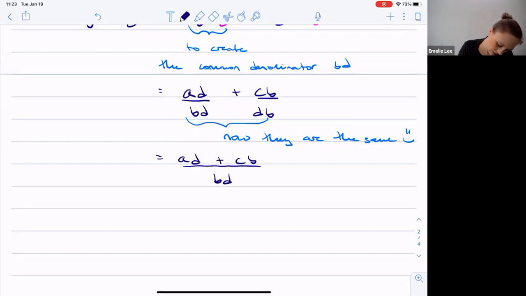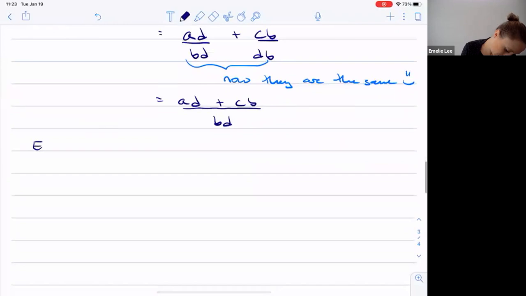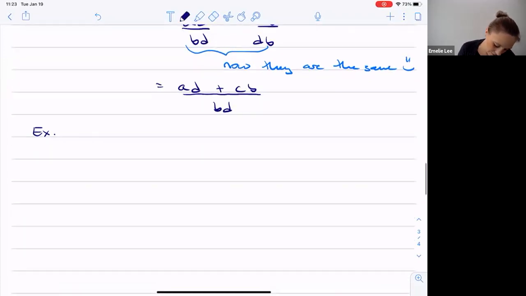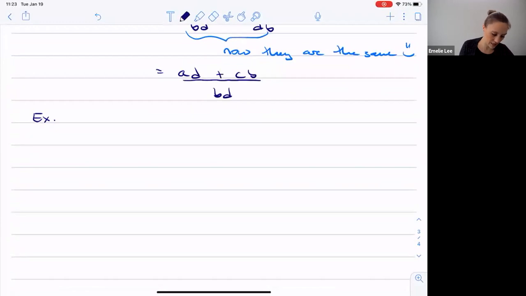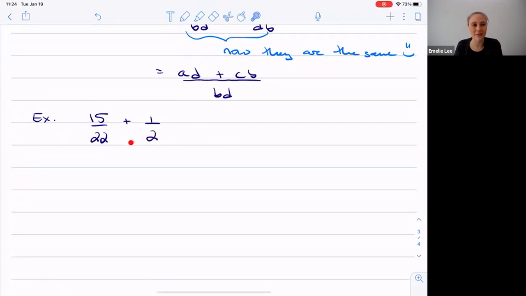So let's do an example, right? And same thing goes for subtraction again. I'll keep switching to my eraser. There we go. So for example, if we have 15 over 22 plus 1 over 2, you can do fancy things like multiply by 11 to make this 22, right?